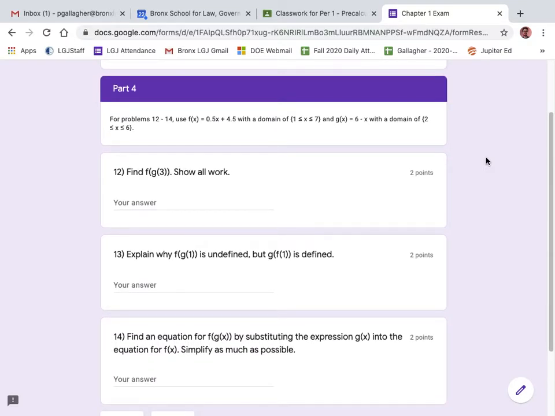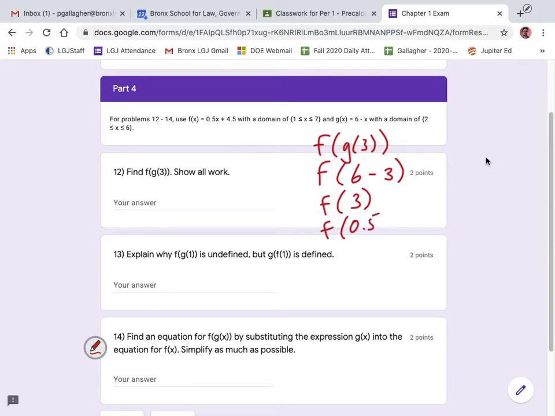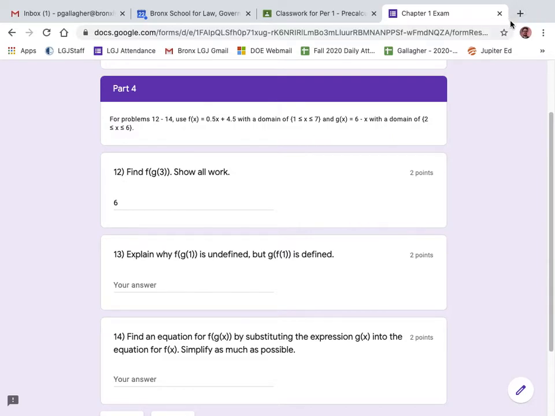Next one. Well, we need to show all the work for this one. I accepted it without all the work shown, simply because of some technical difficulties. But just in case you wanted to see where it was coming from. This doesn't need an f in it. It's just that. And that's just equal to 6. So 6 was your answer here. Again, I didn't need to see all the work because of technical difficulties.